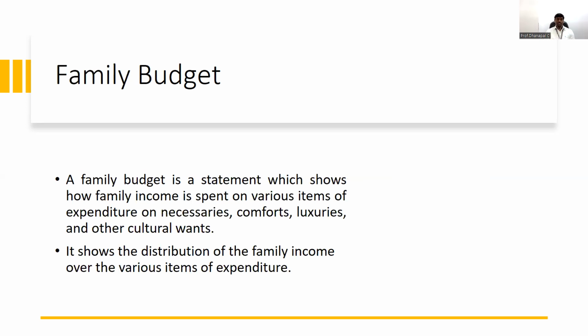Now, the family budget is a statement which shows how family income is spent on various items of expenditure: necessities, comforts, luxuries, and other cultural wants. When you all concentrate on the family, expenses can be reduced. Sometimes family members' demands or wants differ from one member to another, but some expenses are unavoidable, so fundamental expenses we have to bear.